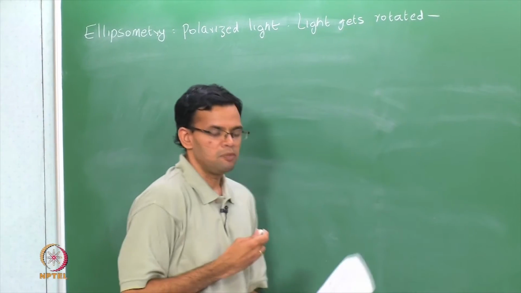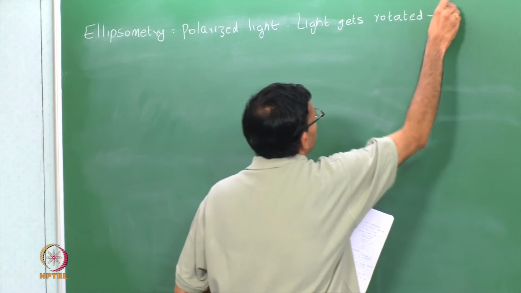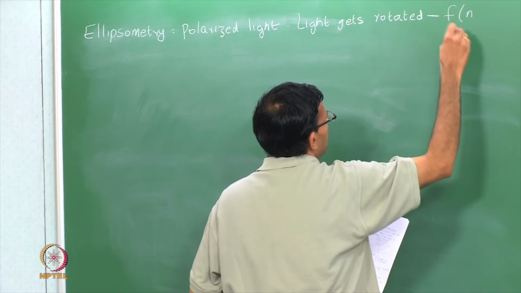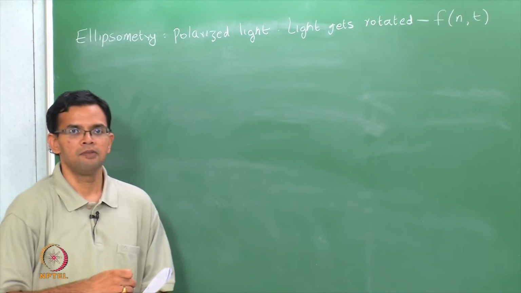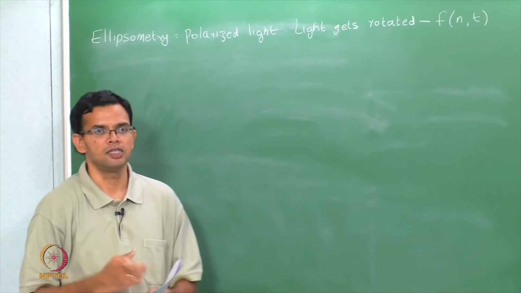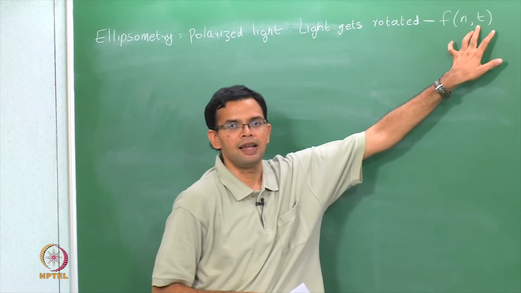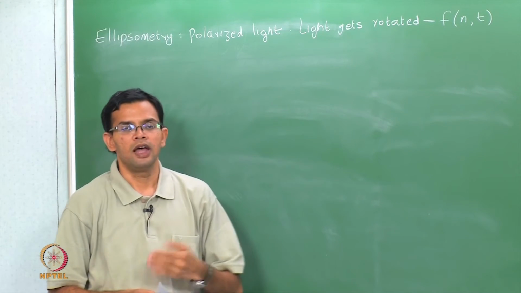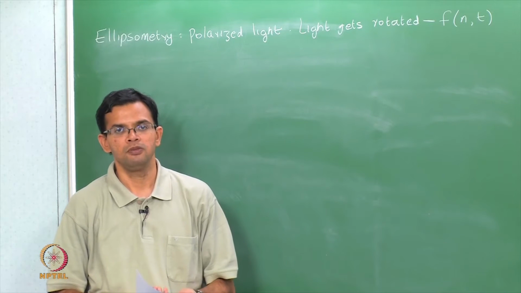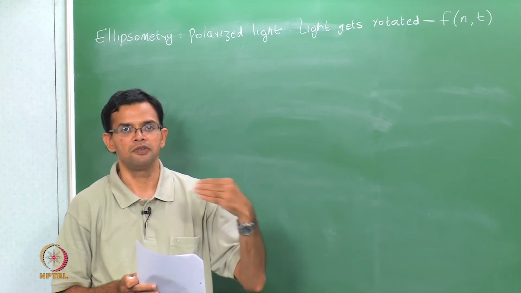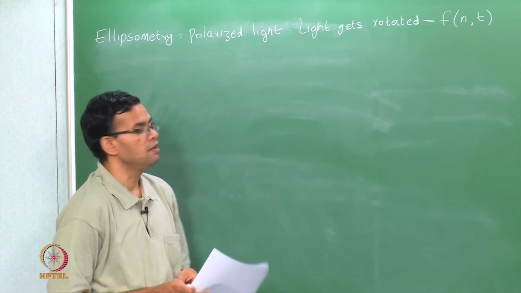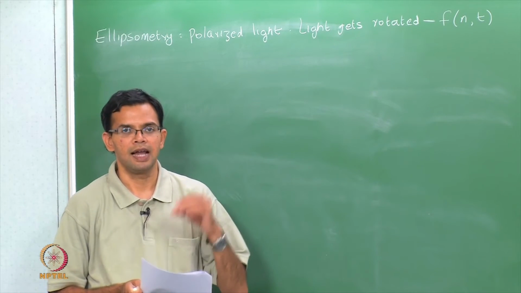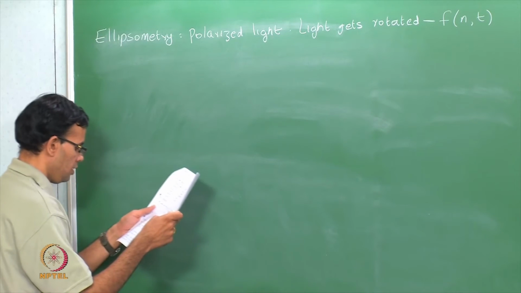And this change in polarization is a function of both the refractive index n and the thickness T. So, once again, by measuring the change in polarization, it is possible to calculate the thickness. So, ellipsometry is especially useful if you have stacks of different films of different thicknesses, so that by putting in the values of the stack, you can calculate the individual thicknesses.